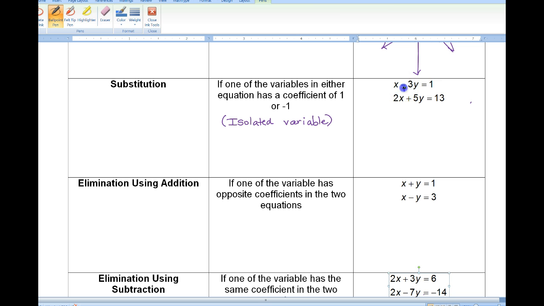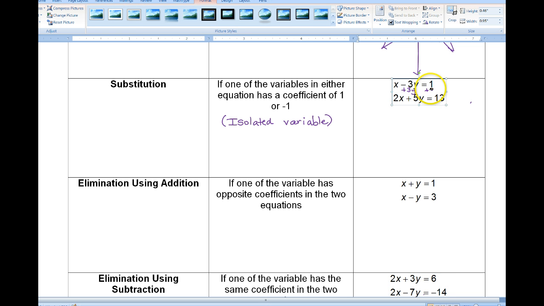So here, we're going to add 3y. And then we're going to take this and substitute it into the other equation. So it's like this, 2 times 3y plus 1 plus 5y equals 13.